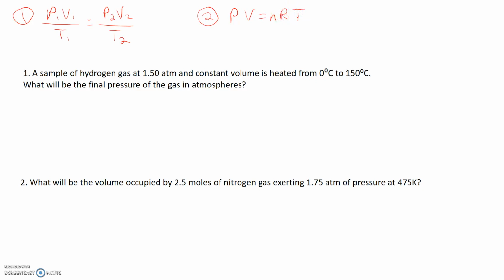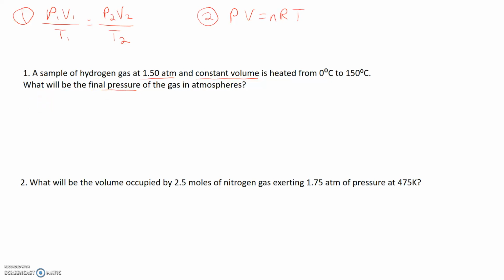Okay, so let's look at the first question. A sample of hydrogen gas at 1.50 atmosphere, constant volume, is heated from 0 degrees Celsius to 150 degrees Celsius. It tells you the volume is constant, which means it's not changing. What will be the final pressure of the gas in atmosphere?